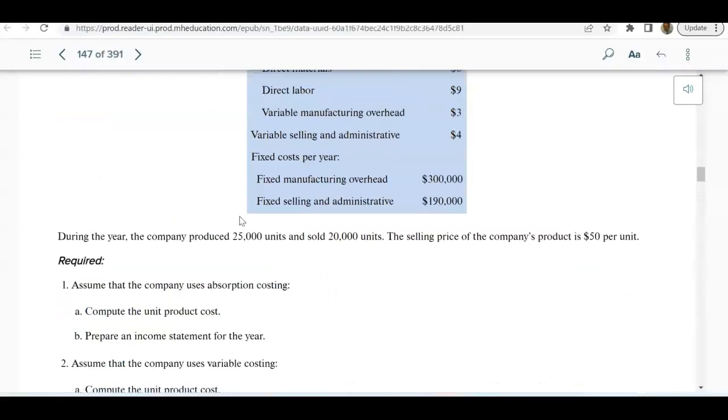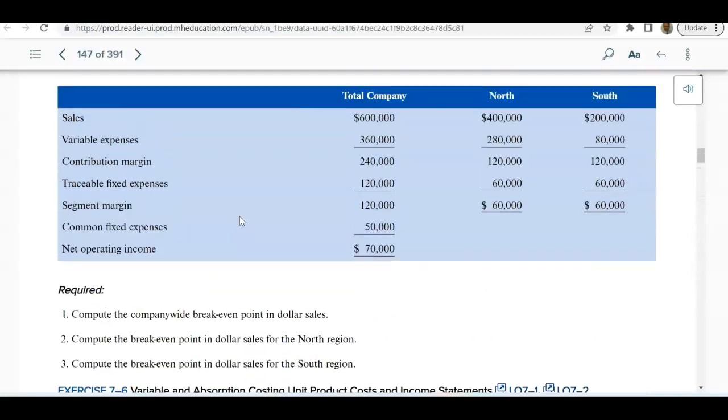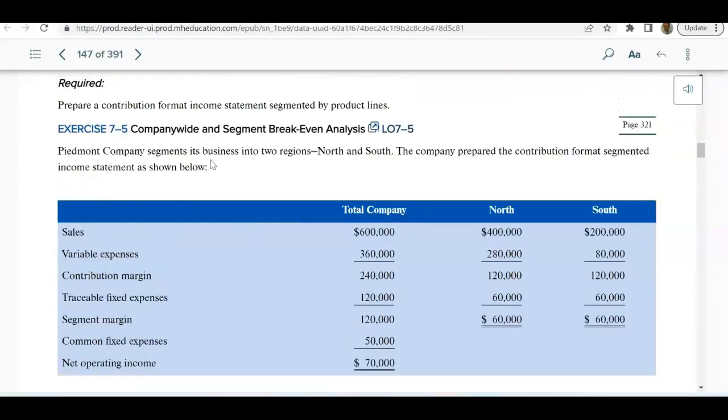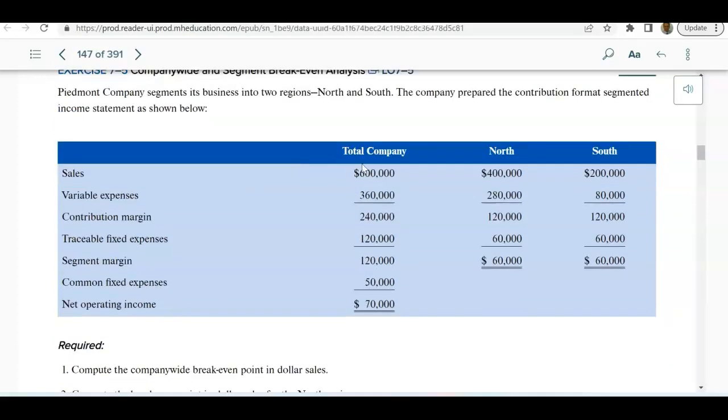Sorry, exercise 7-5. Okay. The company segments its business into 2 regions, North and South. The company prepared the contribution format segmented income statement as follows. Here is the company's total cost.